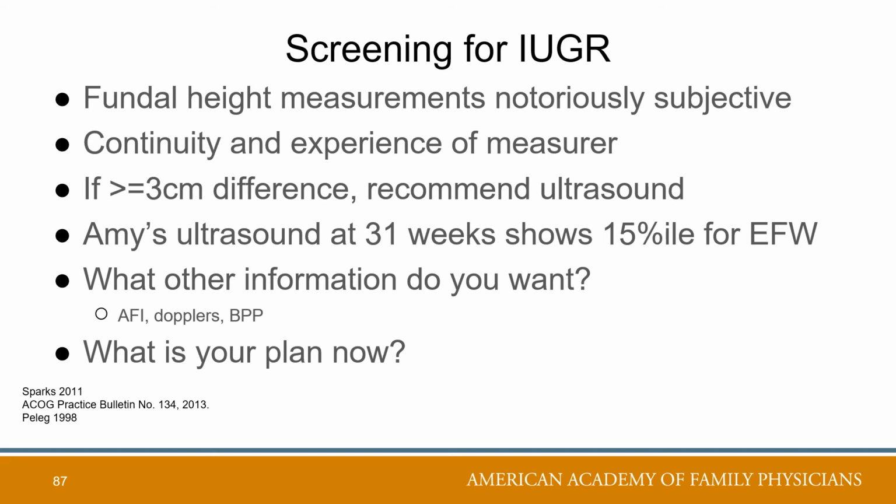So Amy's ultrasound at 31 weeks demonstrates that the baby is at the 15th percentile for estimated fetal weight. What other information might you want? For example, an amniotic fluid index that helps you figure out the amount of fluid around the baby, Dopplers, a biophysical profile. All of these can be very helpful. So what is your plan as you see that the patient is at the 15th percentile for estimated fetal weight?